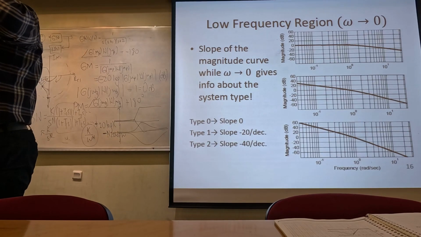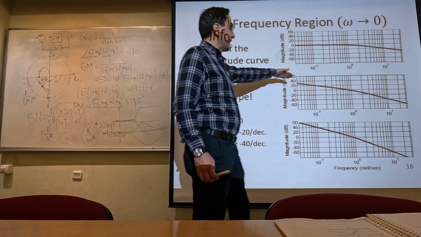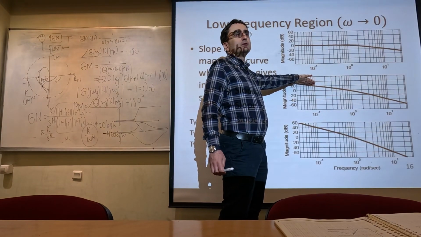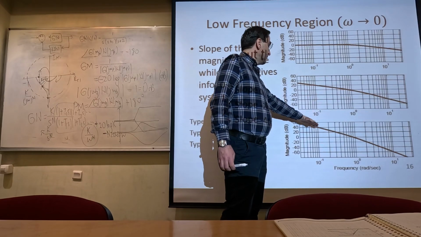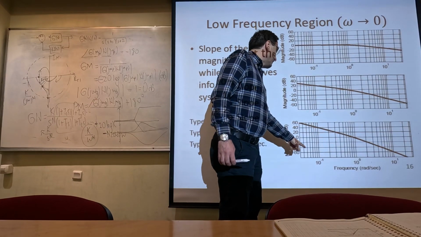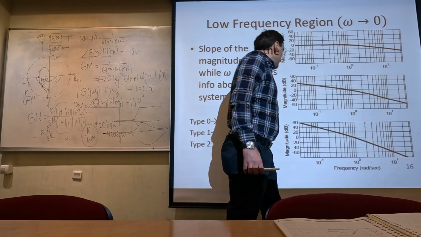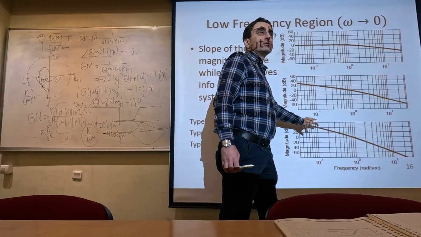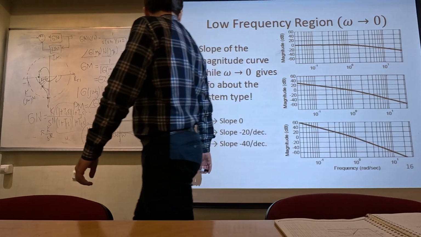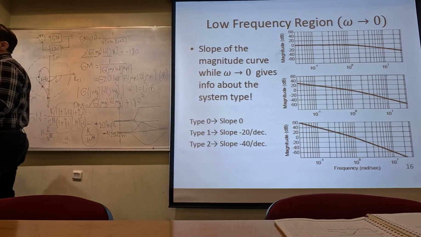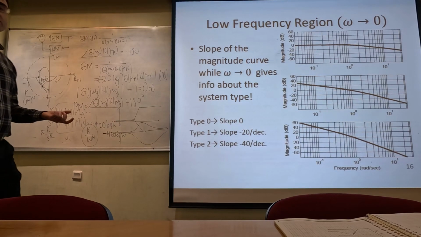0. If the slope is minus 20 dB per decade, what is the type? In that case, we have a type 1 system. And in this case, the slope is, in a decade, the decrease is approximately minus 40 dB at low frequencies, meaning that this is a type 2 system Bode plot. Yes, so the slope of the magnitude plot will give you the type of the system that is required for steady state analysis.